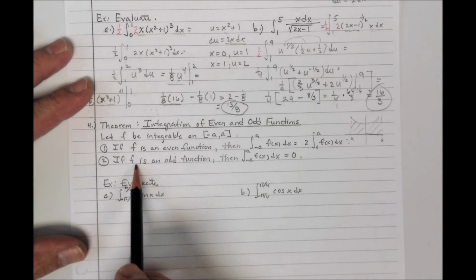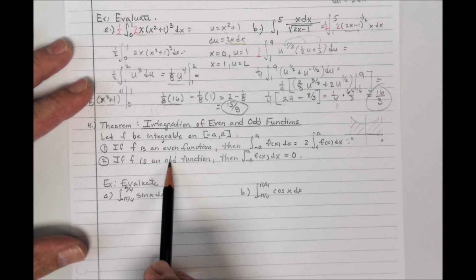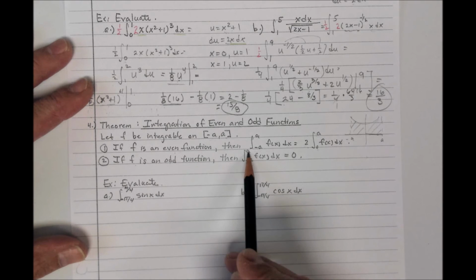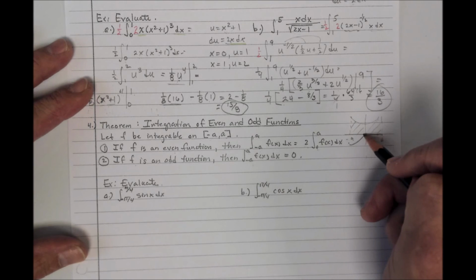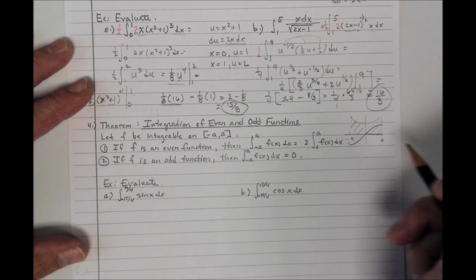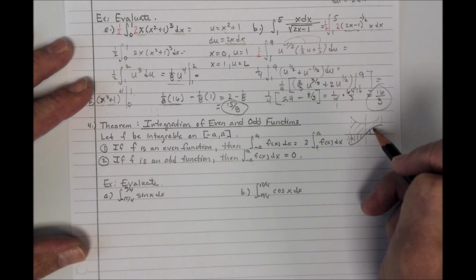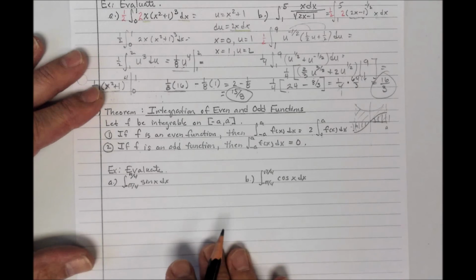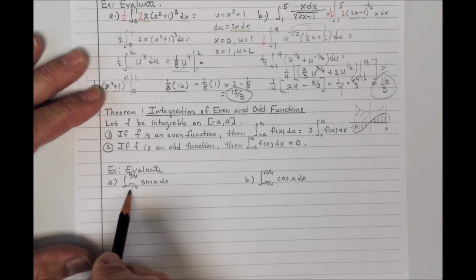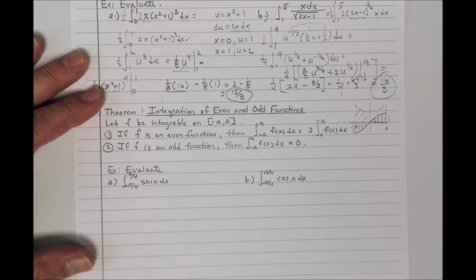If f is odd, which means it's symmetric to the origin, then the integral from negative a to a of f of x dx is 0. Think about that. If I have this and I have this, then this area below cancels this area above, and I get an area of 0. So now, from negative pi over 4 to pi over 4, the sine of x dx, the sine of x, that's an odd function.